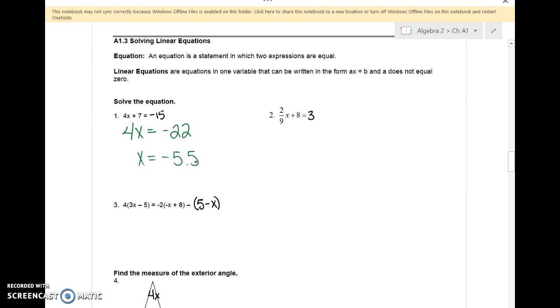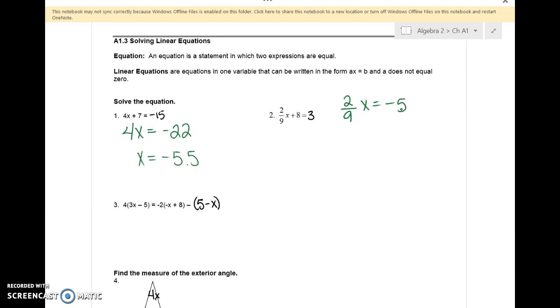Okay, the next one. 2/9 x plus 8 equals 3. Start this the same way. Subtract 8 on both sides, which would give you 2/9 x equals negative 5. How do you get rid of the 2/9 in front of the x?